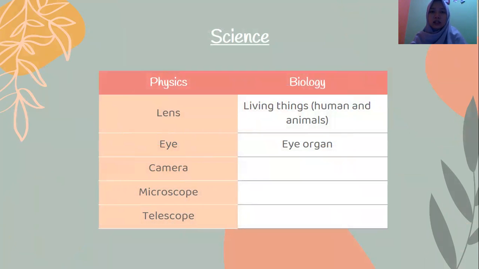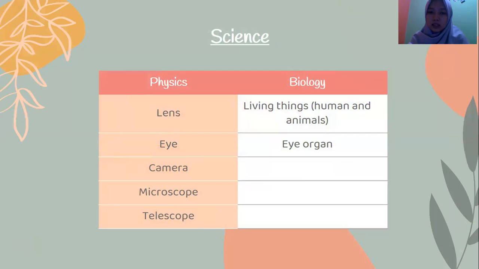Here, only physics and biology explain what optical instruments are in science. Chemistry is not included here. In physics, there are lens, eye, camera, microscope, and telescope. In biology, there are living things. Living things means humans and animals. Plants are not included in living things because plants don't have eyes.